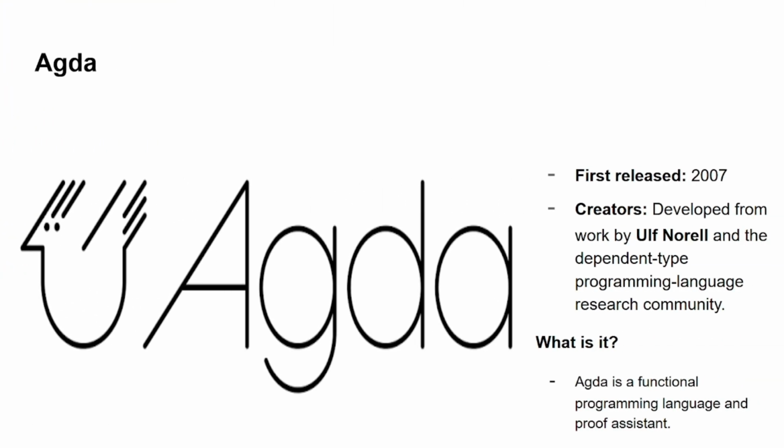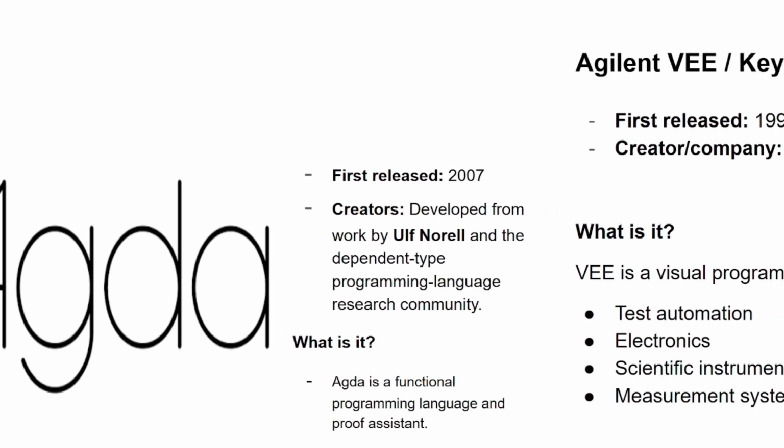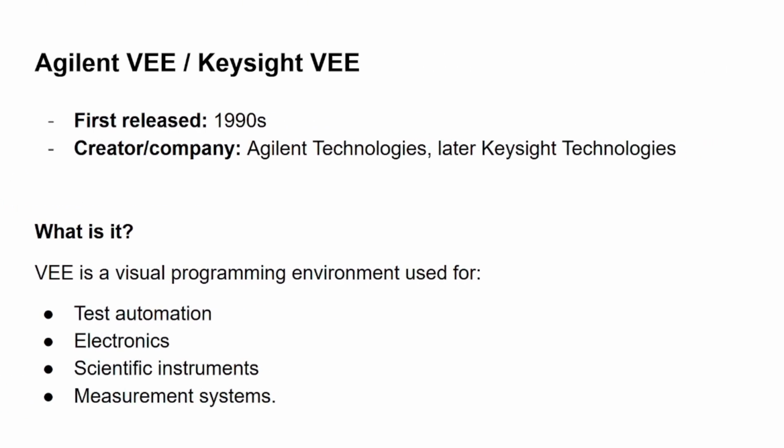Now let's get into Agda. First released in 2007, developed from earlier work by Ulf Norell and the wider dependent-type programming language research community. So what is it? Agda is a functional programming language and also a proof assistant.